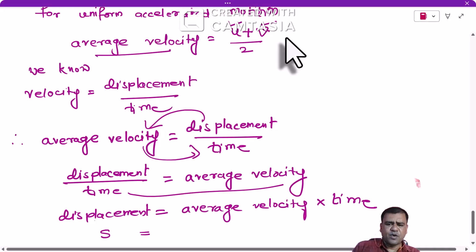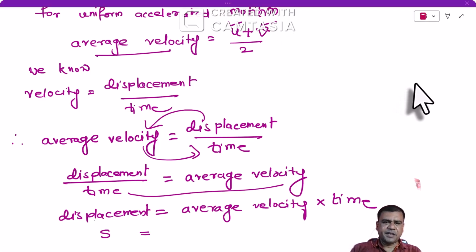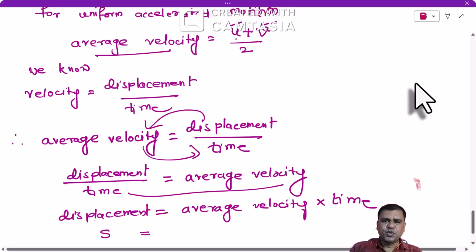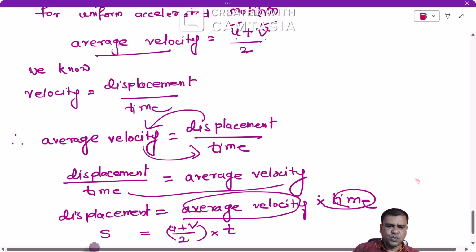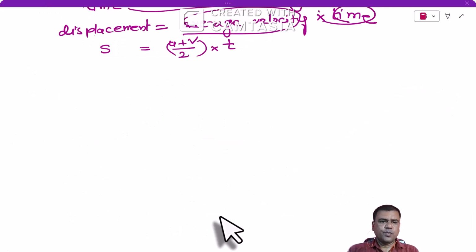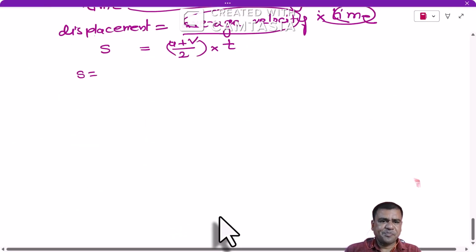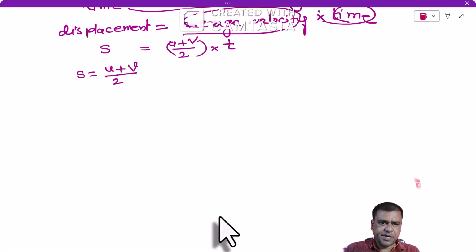Now we have calculated average velocity, that is nothing but the average velocity is equal to (u plus v) by 2. Therefore, put the value of average velocity here, that is (u plus v) by 2 in bracket, into time, which is represented by t. Therefore we get s equals (u plus v) divided by 2, into t. We get s equals u, that is initial velocity, plus v, that is the final velocity, divided by 2, into t.